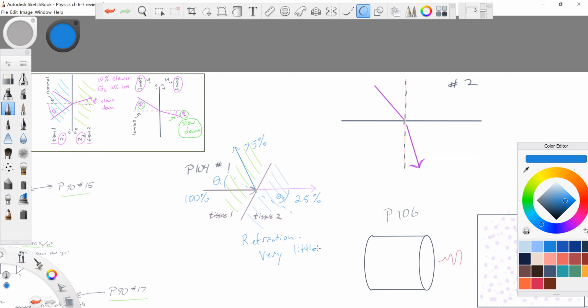A sound pulse travels in medium 1, this is number 2, and strikes an interface with another tissue, medium 2, at 30 degrees. The angle of transmission is 10 degrees. From these facts... I'm an idiot. All right, let me pause this. I need my picture back.